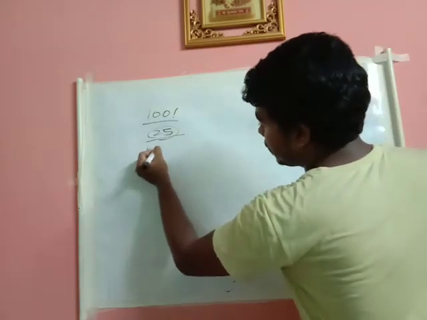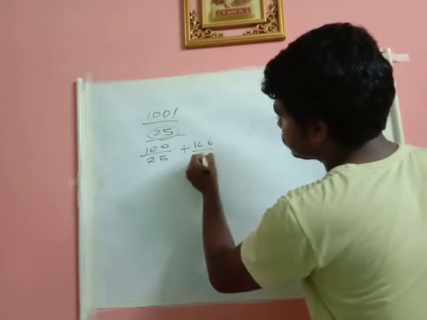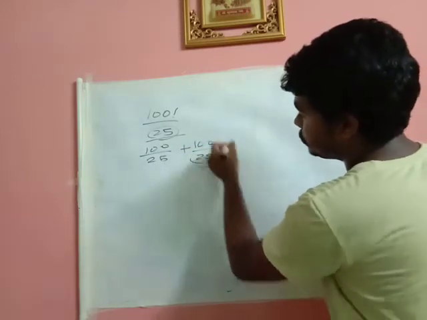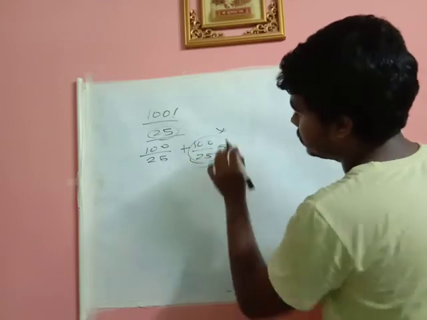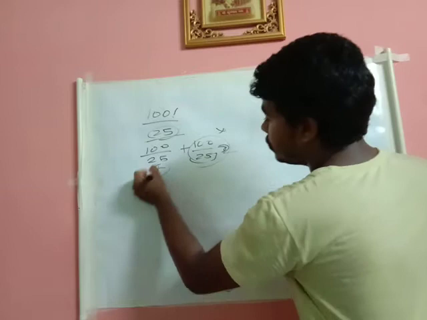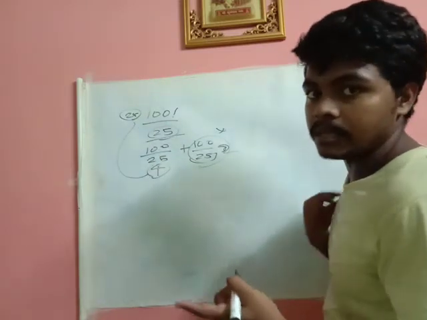So now I will be taking 100 by 25 plus 100 by 25 square. What is 25 square? 625. So that you will be getting less than 1, so you just neglect this. So 100 divided by 25 is 4. So 4 number of 25s are present in 100 factorial.